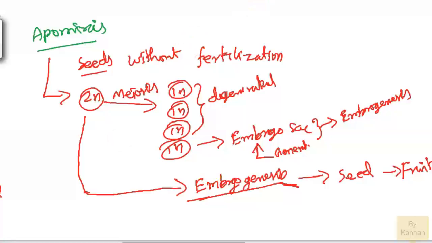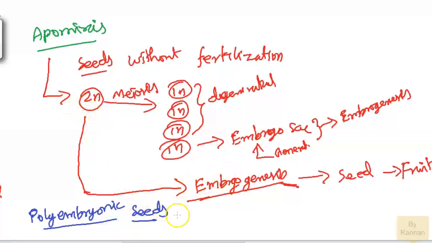Then the next thing is, in apomixis, the plants also produce polyembryonic seeds. Polyembryonic seeds are nothing but the 2n cells directly involved in seed production. So it produces multiple seeds in an ovule, so that it produces a fruit with lots of seeds.